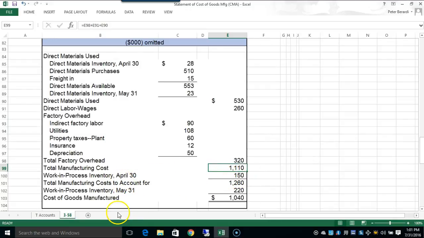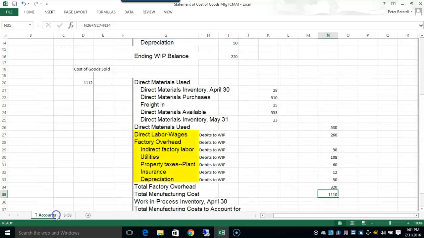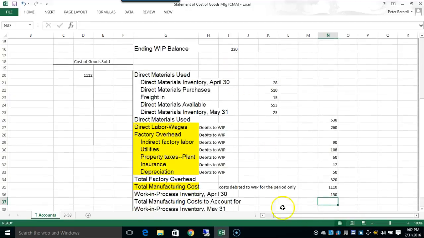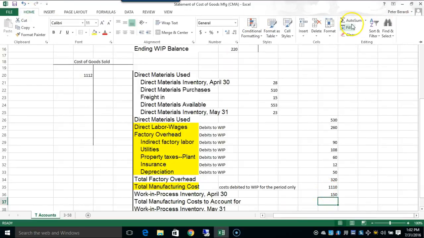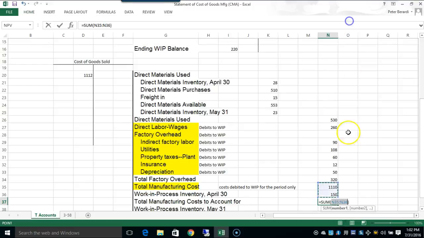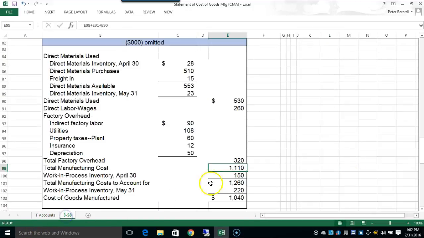Next, we add in our work in process at the beginning to get total manufacturing cost to account for. So total manufacturing cost, these are costs debited to WIP for the period only. Work in process at the beginning is going to equal, right from our T account, 150. Total manufacturing cost to account for will be the total beginning WIP plus total manufacturing costs. Right there.